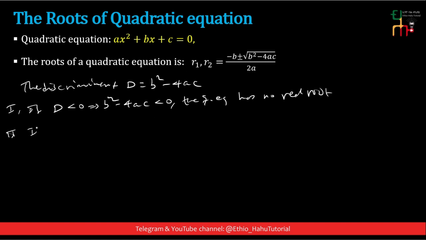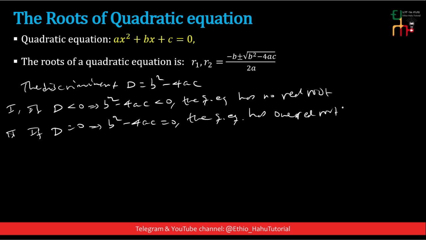Second, if d is equal to 0, which implies b squared minus 4ac is equal to 0, the quadratic equation has one real root. That is, r1 is equal to r2 is equal to minus b over 2a, because if b squared minus 4ac is 0, the square root of 0 is 0. Therefore, minus b plus or minus 0 means minus b divided by 2a. And the quadratic equation has only one real root.